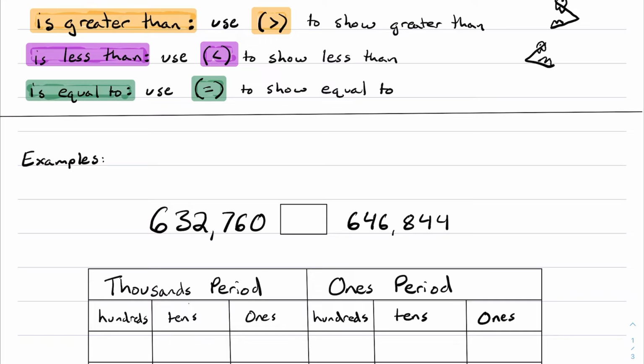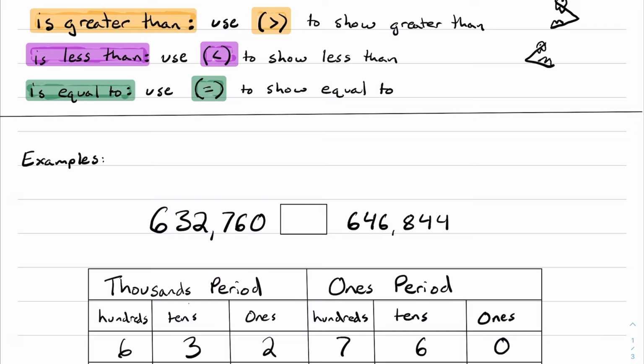So what we're going to do is take our first number, 632,760, and place those digits in the correct periods. We can just start from the right. We have our 0, 6, 7, 2, 3, 6, and you can always make this table if you need to compare them. And then we'll get our 646,844. So we get our 4, 4, 8, and I'm just filling in right to left. 6, 4, 6. Now, when you're comparing it, you're going to move from left to right, and you're going to compare the numbers.